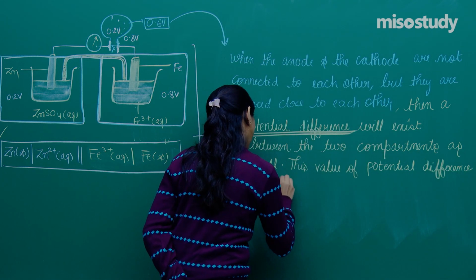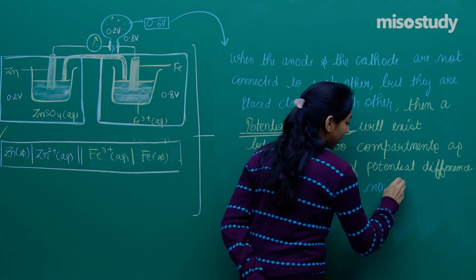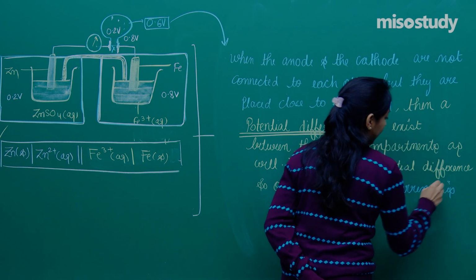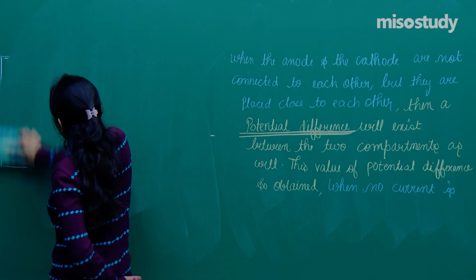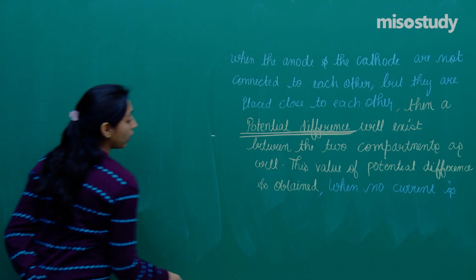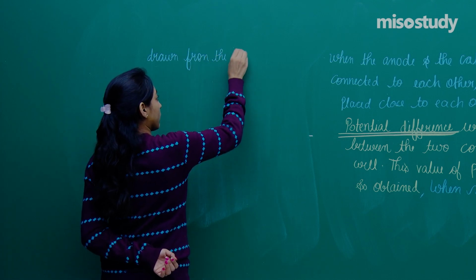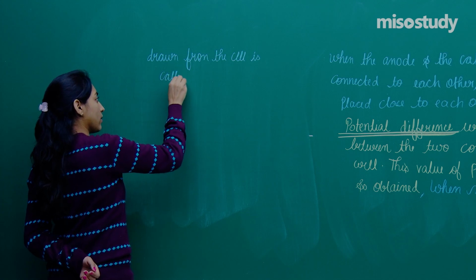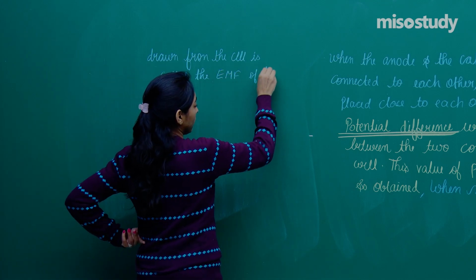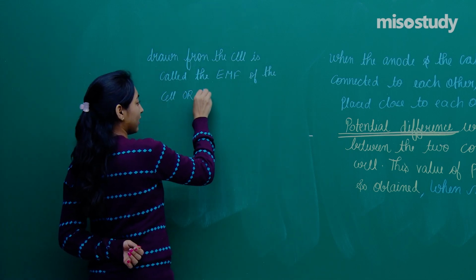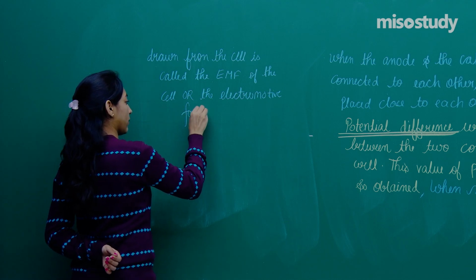so obtained when no current is drawn from the cell, is called the EMF of the cell, or the electromotive force of the cell.